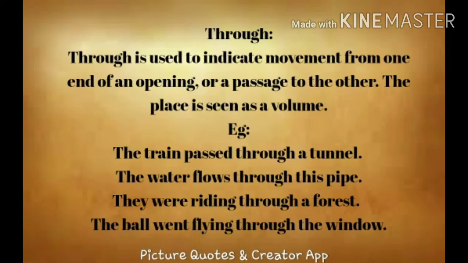The next preposition is through. Through is used to indicate movement from one end of an opening or a passage to the other. The place is seen as a volume. Example: the train passed through a tunnel. So both ends have an opening. The water flows through this pipe. They were riding through a forest. The ball went flying through the window. So in cases of entering a place and also exiting, you can use the preposition through.